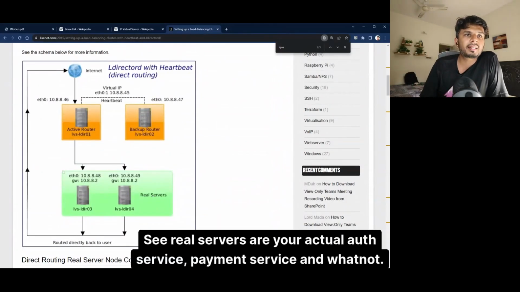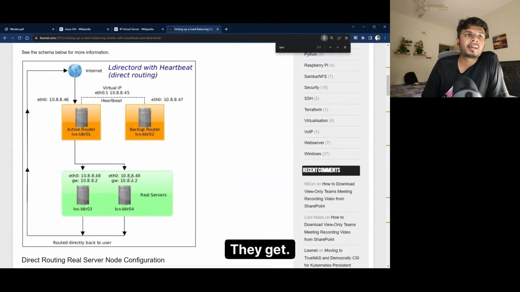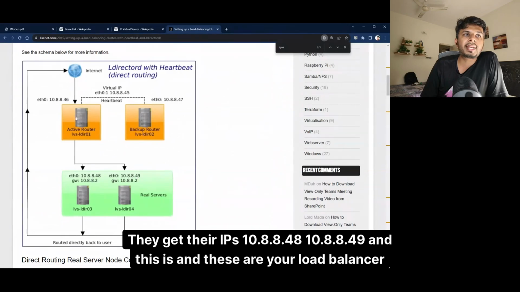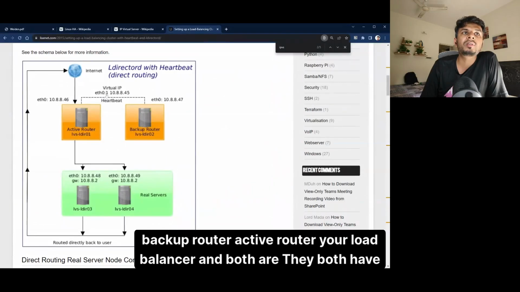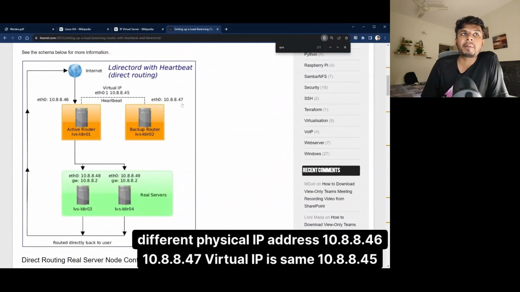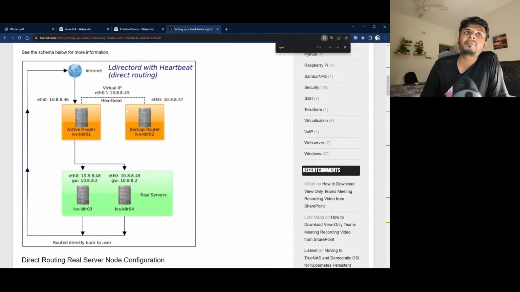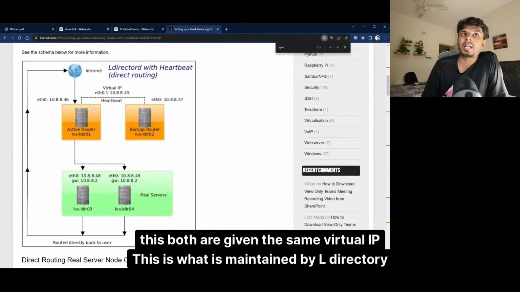But here you can see real servers are your actual auth service, payment service, and whatnot. They get their IPs, 10.8.8.48, 10.8.8.49. And these are your load balancers, the backup router and the active router. They both have different physical IP addresses, 10.8.8.46, 10.8.8.47. The virtual IP is the same, 10.8.8.45. Both are given the same virtual IP. This is what is maintained by LDirectord and Heartbeat.